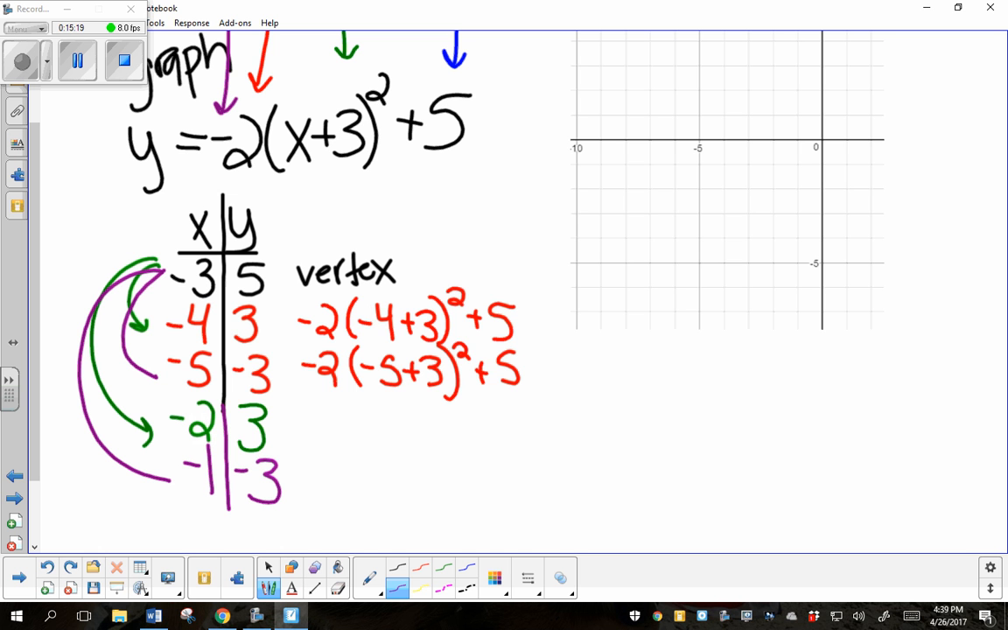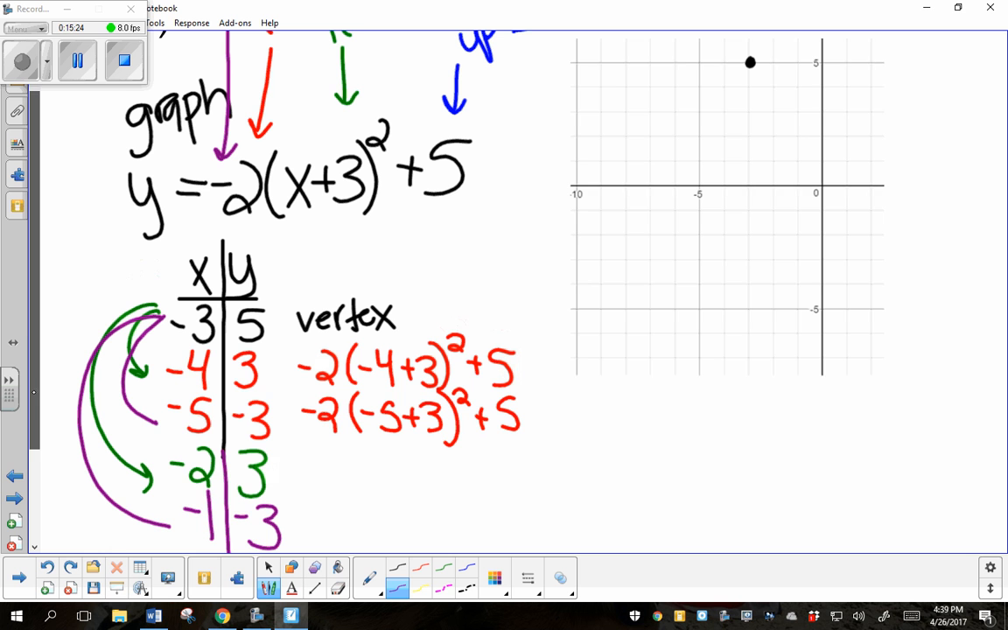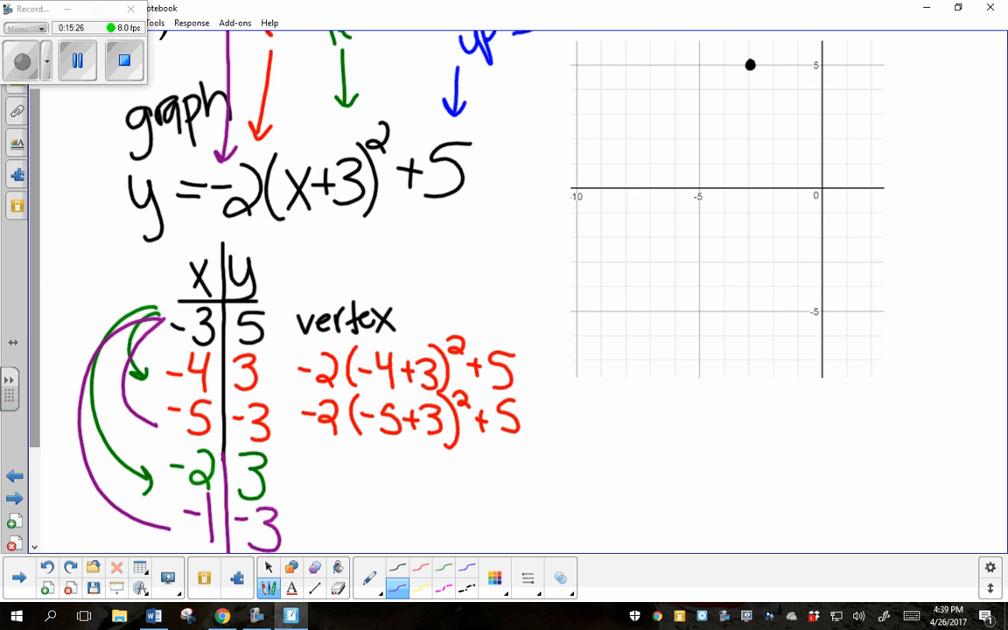And then let's graph those points. So we've got -3, 5. We already graphed that, or I did. -4, 3. So -4 up to 3. -5, we go down to -3. And then if we go on the other side, it should match. So see how those two match? And then we go here, matches. So you can see this one's narrower. Do your best to draw a nice curve. It flipped over, and it was shifted.